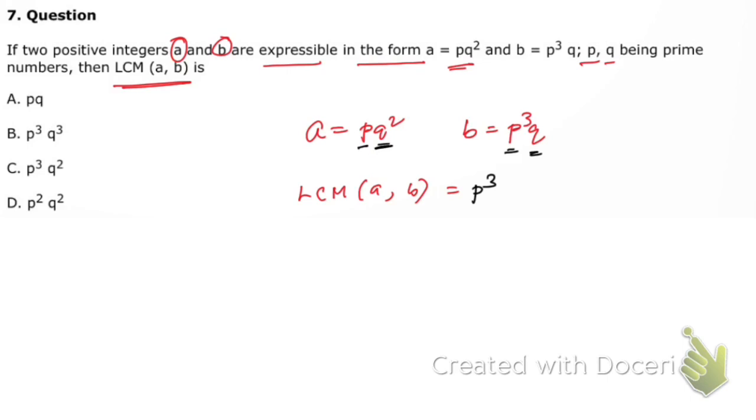And similarly here we have q square, here we have q only, so we're going to take q square. So this is going to be the LCM. Okay, this is the correct answer, option C. Suppose the question asks you to find the ACF instead of the LCM, then you have to take p with the least power and q with the least power, that means the lowest power. So let me go back to the next question.